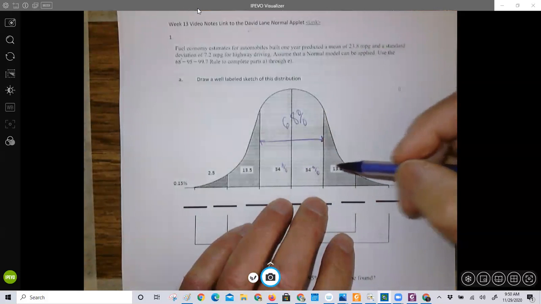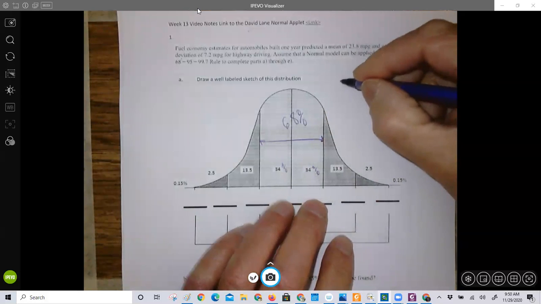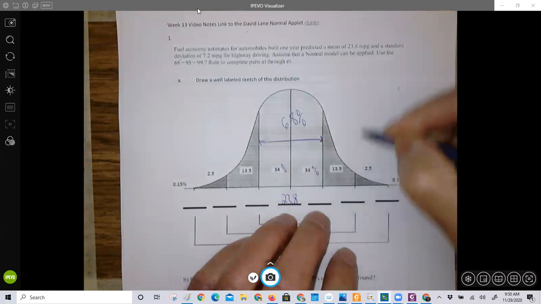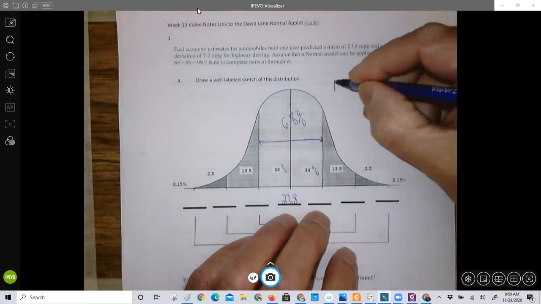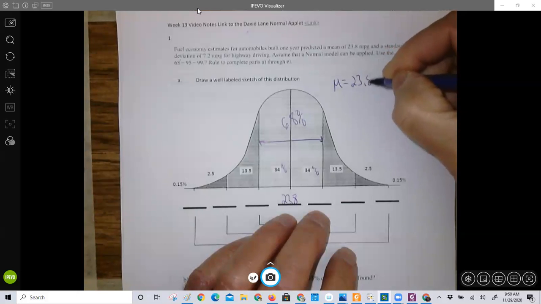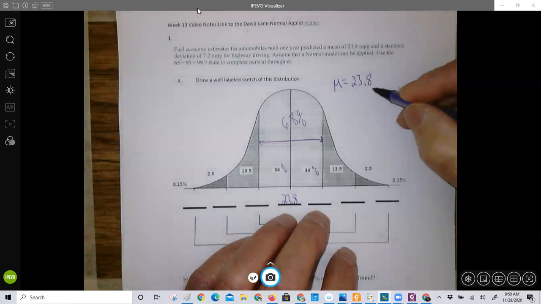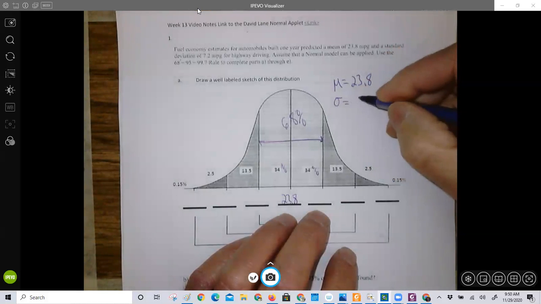So if I want to know what numbers there are, what are they telling me? They're telling me the mean, the middle, is 23.8 miles per gallon. Then they're telling me the standard deviation is 7.2. So in notation, the parameter is, and we learned about that last week with sampling, that the mean mileage for these cars, whatever year it is, was 23.8. And then the standard deviation for this distribution is 7.2 miles per gallon.